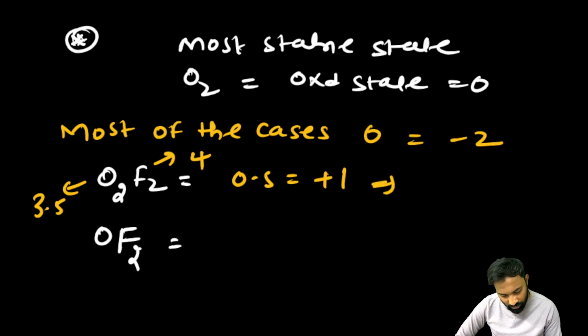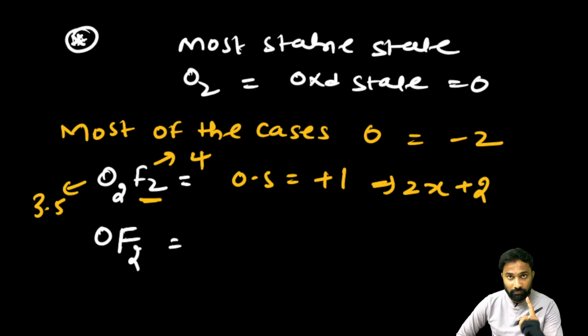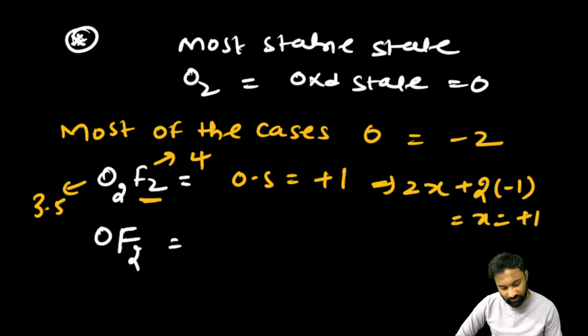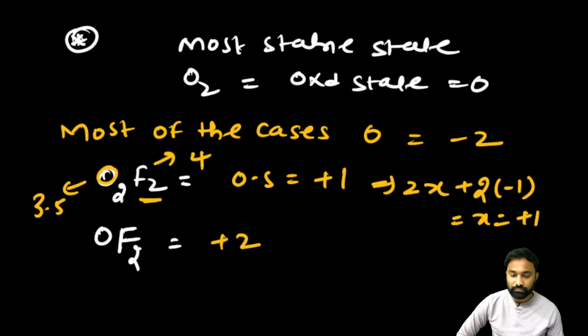See, here we have 2 oxygens, so take it as 2x. The 2 fluorines, take it as 2. How many electrons is fluorine taking from the 2 oxygens? From 1 oxygen 1 electron, from 2 oxygens 2, right? Then 2 into -1. Clear? The x is equal to +1 you will get. So here the oxygen oxidation state is +1. In the other compound, the oxygen oxidation state will be +2.